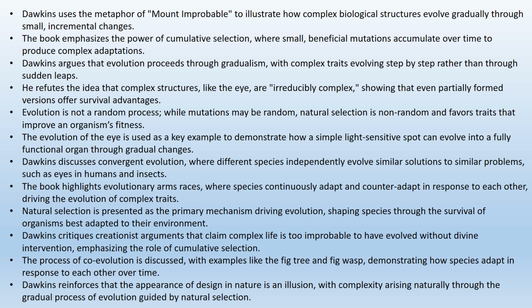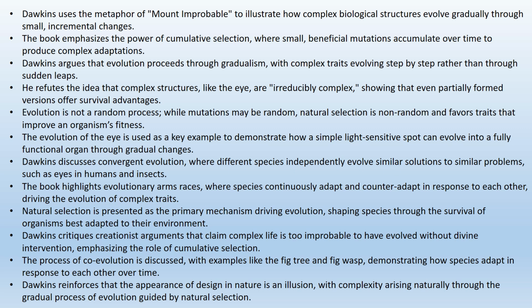Dawkins emphasizes that while complex biological structures, like the human eye or the wings of birds, might seem too intricate to have evolved by chance, they did not appear all at once. Rather, they are the result of millions of tiny, incremental changes, each one improving an organism's survival prospects. The metaphor of climbing the gentle slope of Mount Improbable shows how complexity can be achieved over long periods, making the improbable probable through the cumulative power of natural selection.